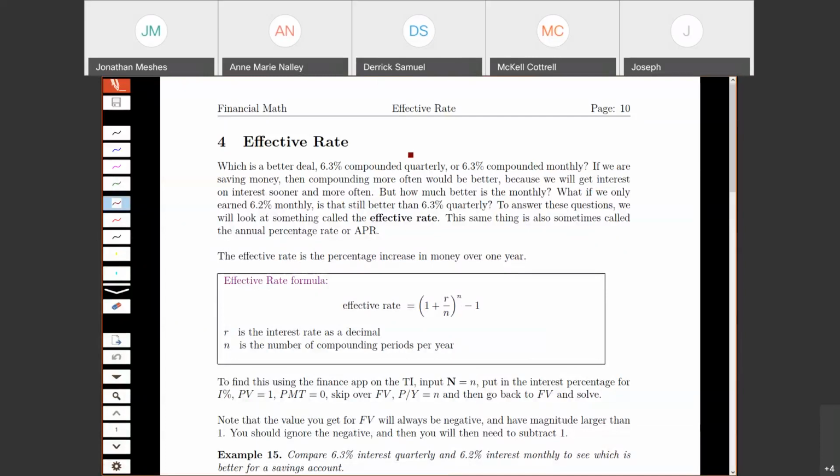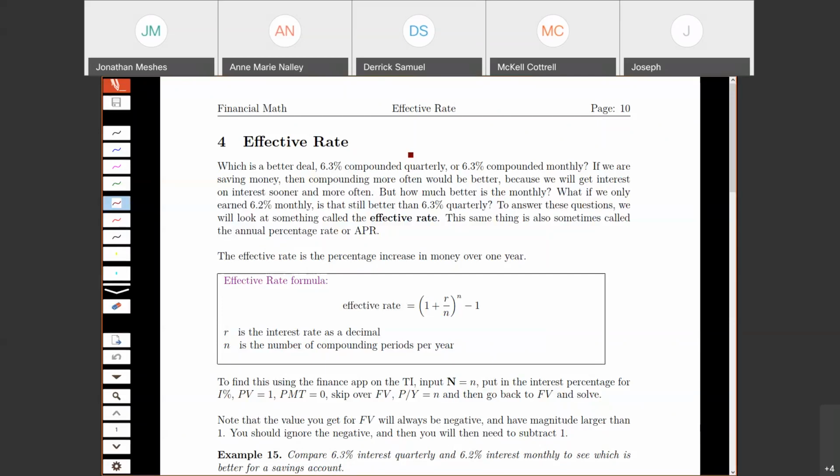What we're going to be doing today is talking about something called effective rate. The idea here is that we want to be able to make comparisons between different types of terms, right? So you can think of them as either saving or loan, but we want to compare different interests. And if it was just an interest rate, then we would have just the one number to compare. But we also have the different compounding periods.